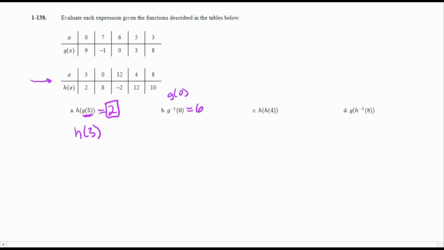For C, I have h of h of 4, so I'm going to work inside out on this one. H of 4, I look at the bottom one, I see 4, my output is 12. Now I'm trying to find h of 12, so I look back at h again. I see 12 and my output here is -2.